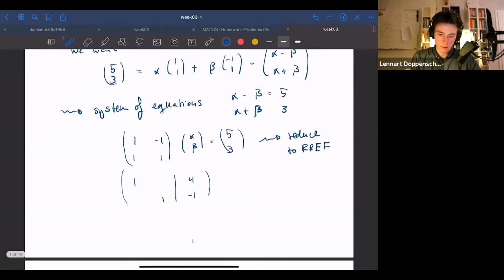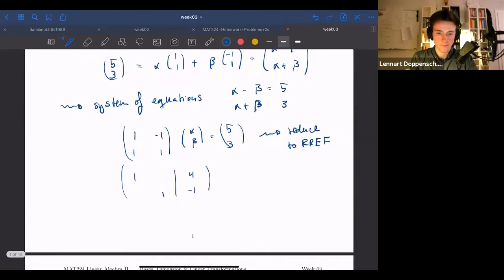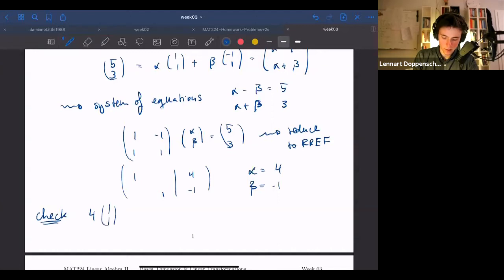So now this means that indeed alpha has to be 4 and beta minus 1. And we can actually check that 4 times (1, 1) plus minus 1 times (-1, 1) is equal to (5, 3).